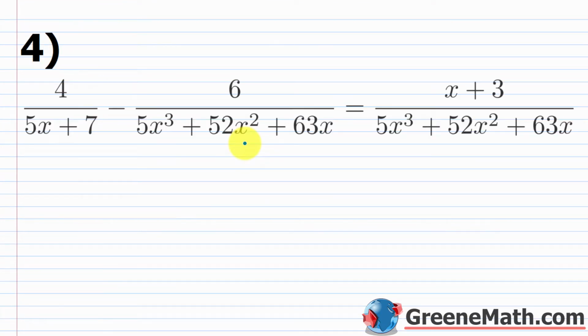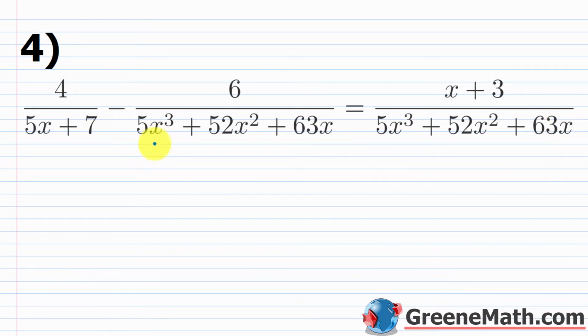All right, let's take a look at problem number 4 now. So here we have 4 over 5x plus 7, then minus 6 over 5x cubed plus 52x squared plus 63x. This is equal to x plus 3 over 5x cubed plus 52x squared plus 63x. So this one is a bit tedious, but I think it's good to have an example like this.